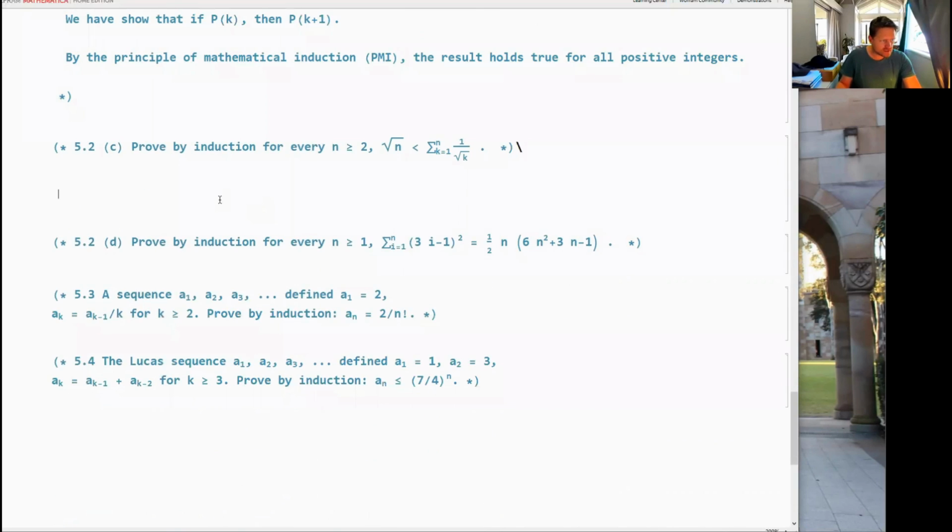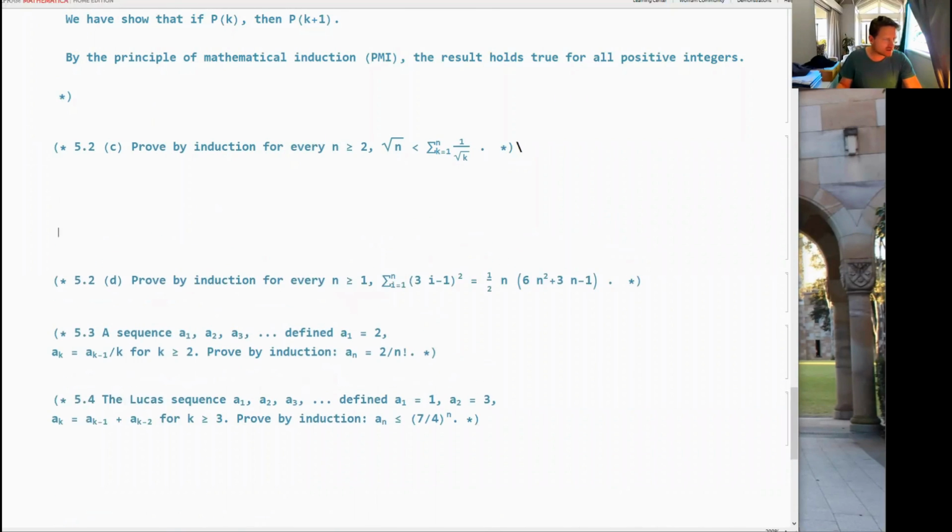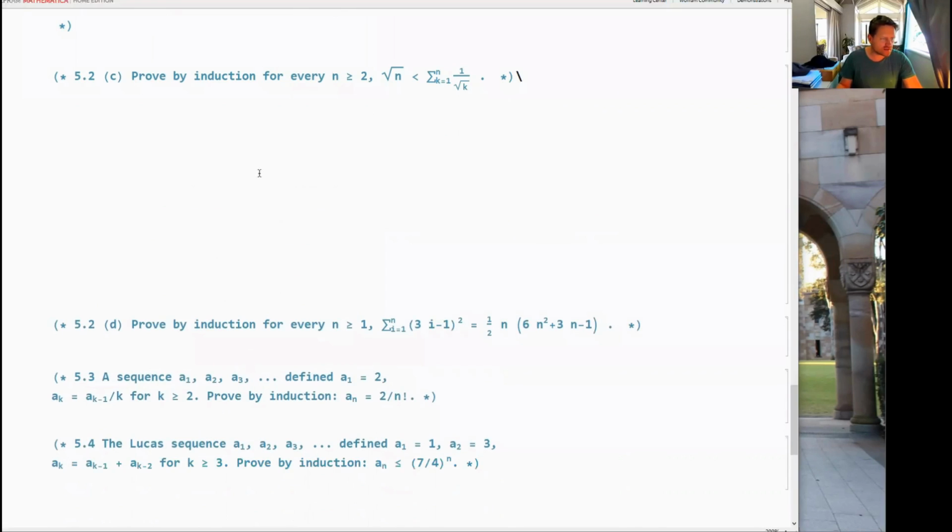Okay, so another induction question. Prove by induction that for every integer n greater or equal to 2, the square root of n is less than the sum of 1 over the square root of k. Okay, so this is how it is written in your tutorial problem, right? And so I left it that way, but I'm going to change the problem right now in front of you because we can, right?